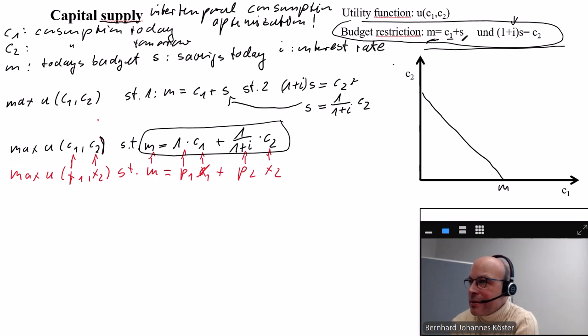What is the maximum value I can consume tomorrow? So which number do I have to put at the vertical axis? Yep. Yes, of course, plus the interest rate.